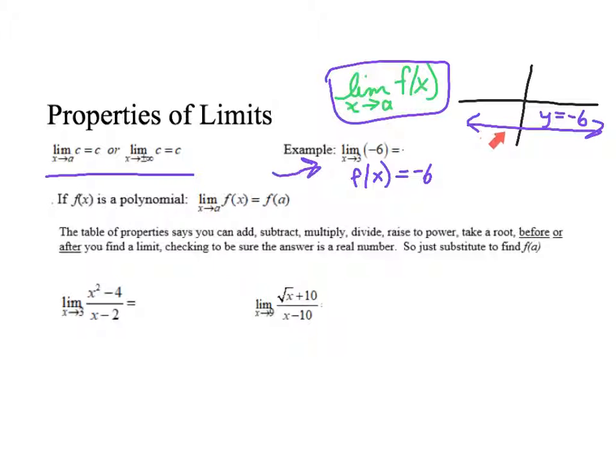X can be approaching 3, as in this case, or negative 3, or positive infinity, or negative infinity. No matter where you are on the horizontal line, y will always be negative 6. Therefore, the limit equals negative 6. Every y value is negative 6.